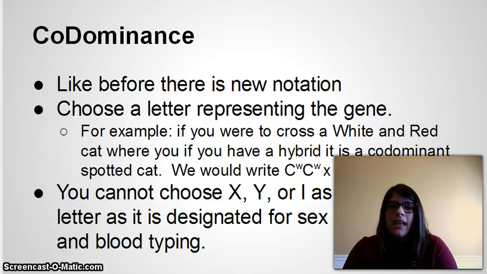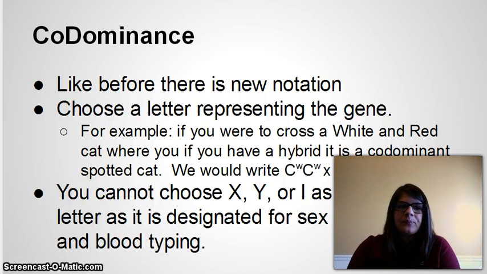Or you could even do C simply for cat. Now, what we are crossing is true breeding. Remember, true breeding means they have two of the same gene. So we have a capital C^W by a capital C^R. You must use the superscript when doing codominance. This is what shows us that we are doing codominance versus a general dominant-recessive or even incomplete dominance. So we use this different notation. It helps us when we're just looking at a problem.